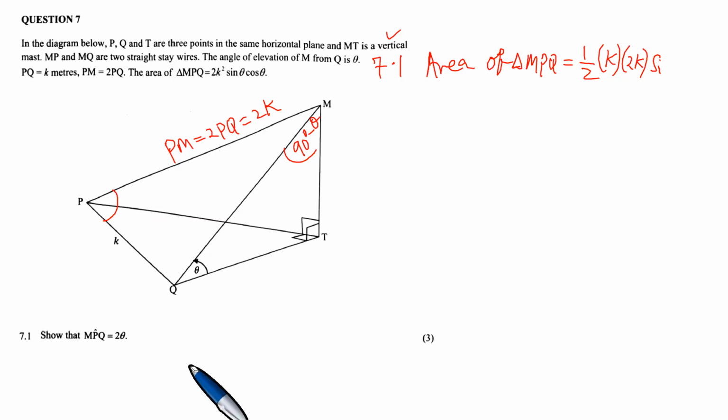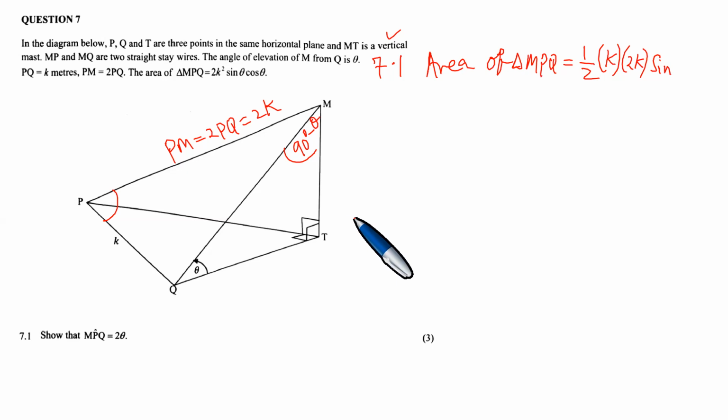Sir? Yes, please. I'm confused. How is the area of MPQ equal to half K if they gave it to us as 2K squared sine theta cos theta? Yes, that's a good point you're raising. There are 2 ways to find the area. You're right, they've given it to us, but there are 2 ways to find it. First I'm using the first method, because if we can find the actual area, then we shall be able to get the result they want.